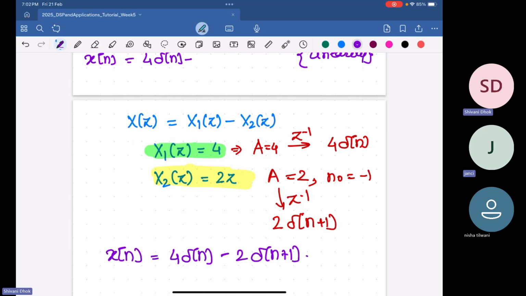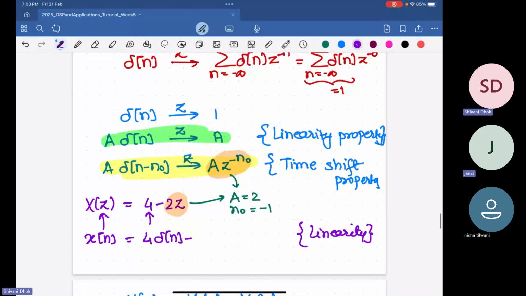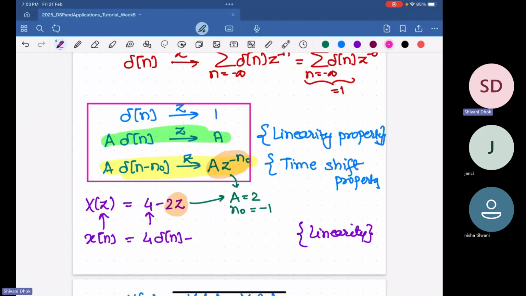Any other question? No, ma'am. Okay. So the main key takeaway from this particular question is the Z transform of unit impulse. This also you need to, what do we say, memorize.